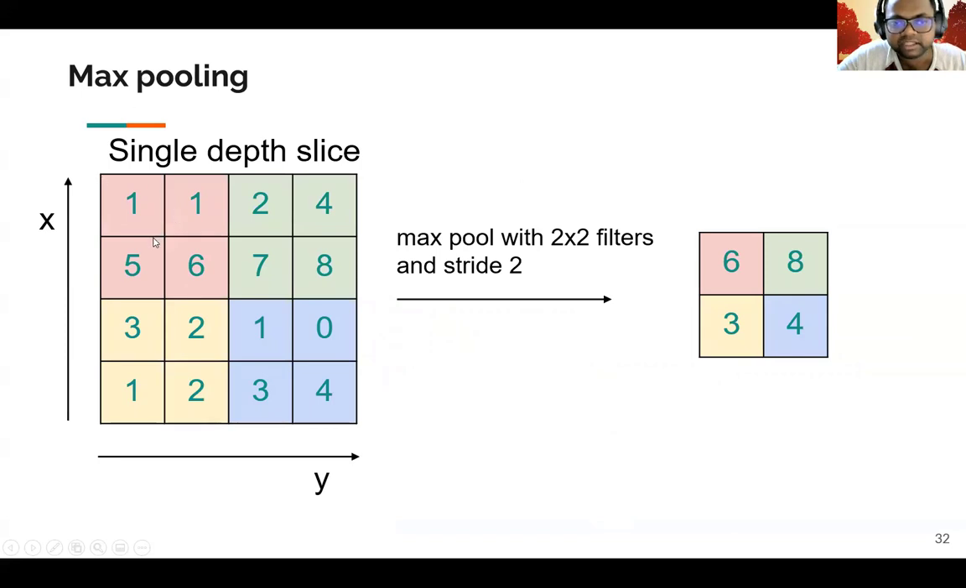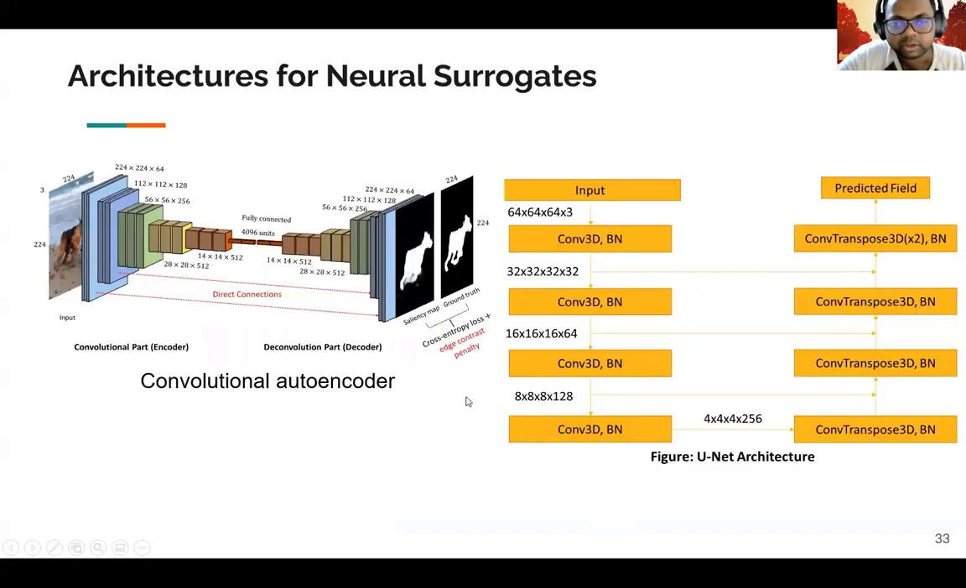And max pooling is one particular pooling operation where you take the maximum value of activations and put it in the output. In other words, if you look at this 4x4 matrix, 6, 8, 3, and 4 are the maximum values of these 2x2 filters which you're having. This is max pooling.